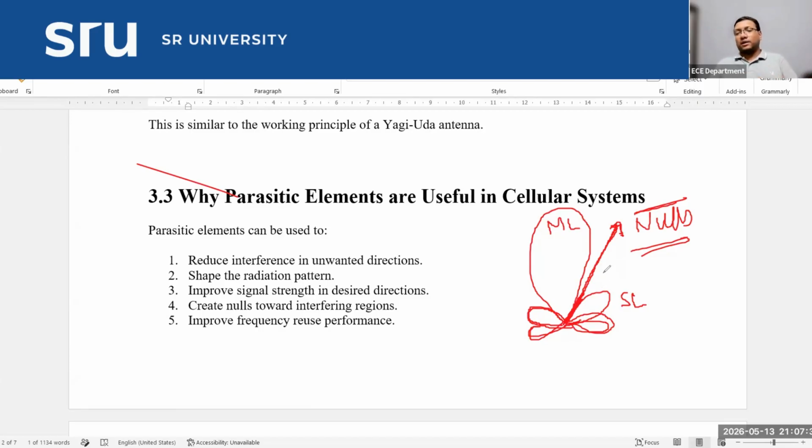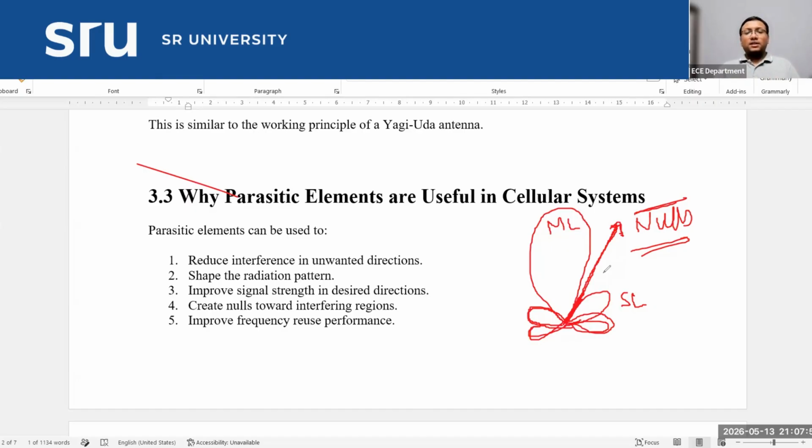Nulls means very low power, or zero. I mean less than zero, negative. Very negative power in dB. This is called nulls.